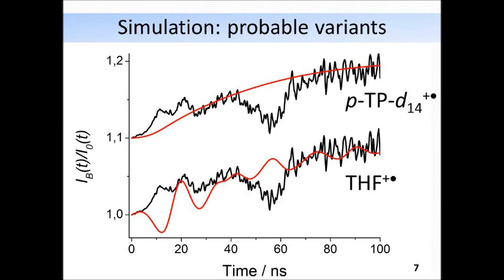First of all, we tried to simulate the case that the radical cation of tetrahydrofuran does not decay, but we cannot obtain good agreement with our experimental data. So then we made a simulation for the radical cation of our fluorescence additive, fully deuterated para-terphenyl, but there is also no agreement.